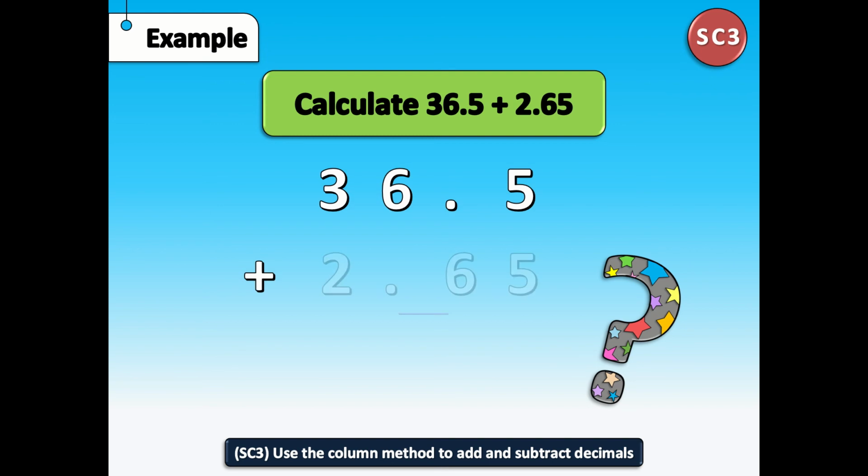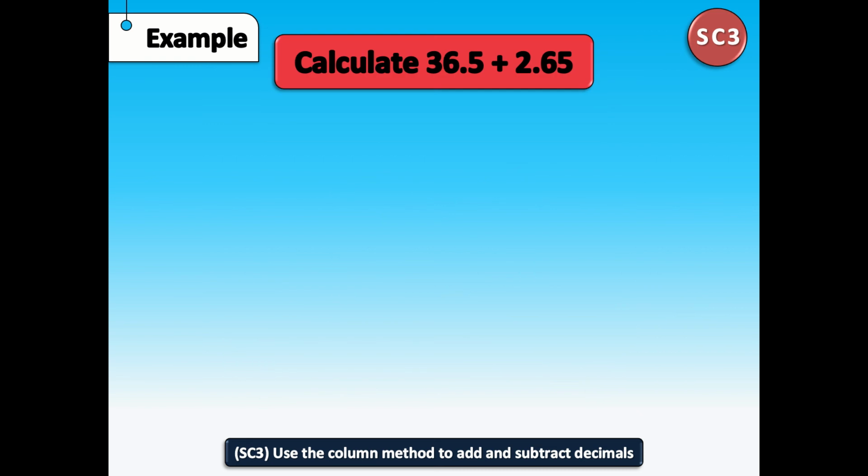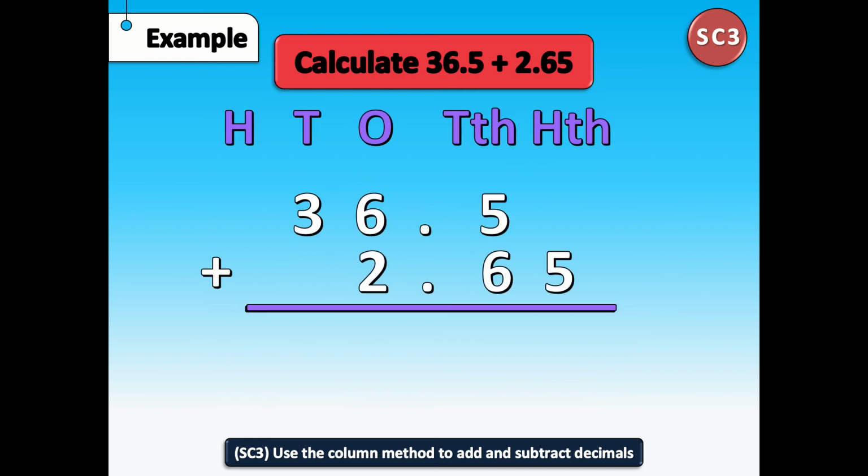Now if we were to line them up like this, would we get the right answer? And the answer is no. We've not lined them up correctly. The decimal points should all be underneath each other, and we need to have the tens, the ones column, and then the tenths and hundredths column. So we can't line them up like this. Instead, we need to line them up like this.